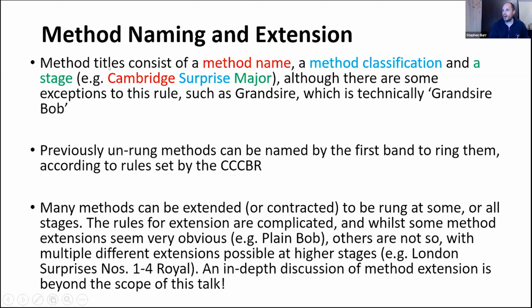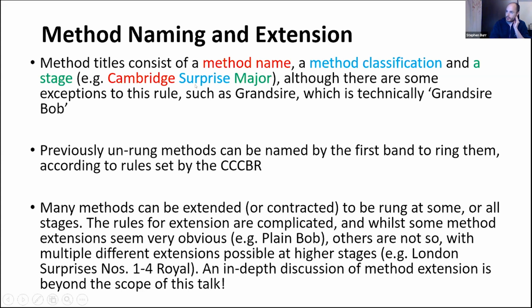Well, the title of a method consists of 3 parts. I apologize to anyone who's colorblind. It may not be obvious that these are all in separate colors, so sorry for that. But first, we've got the method name. Then we've got the method classification, which is what we've just been talking about. And we've got the stage, which we covered the other night.